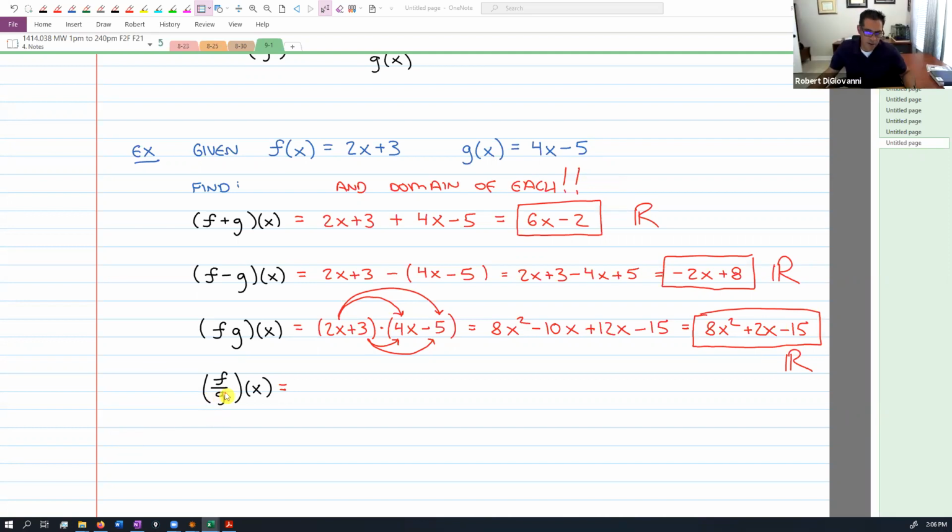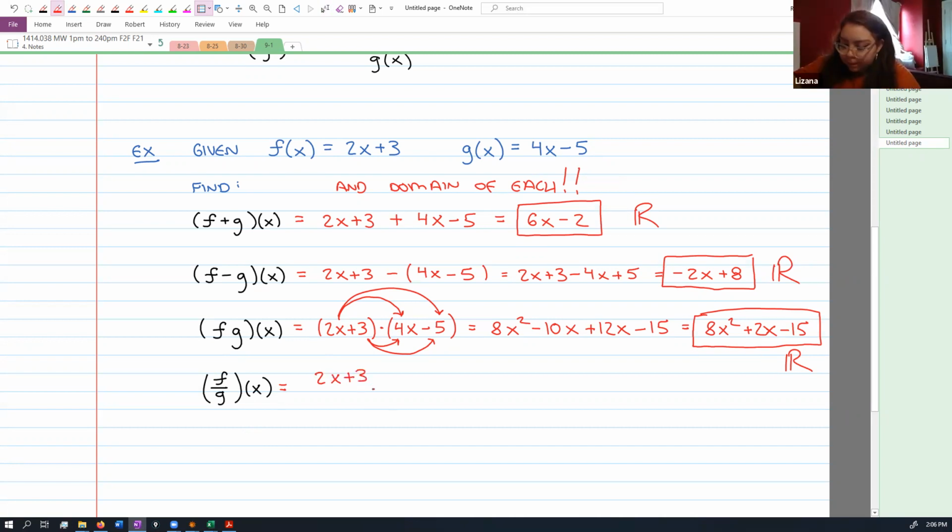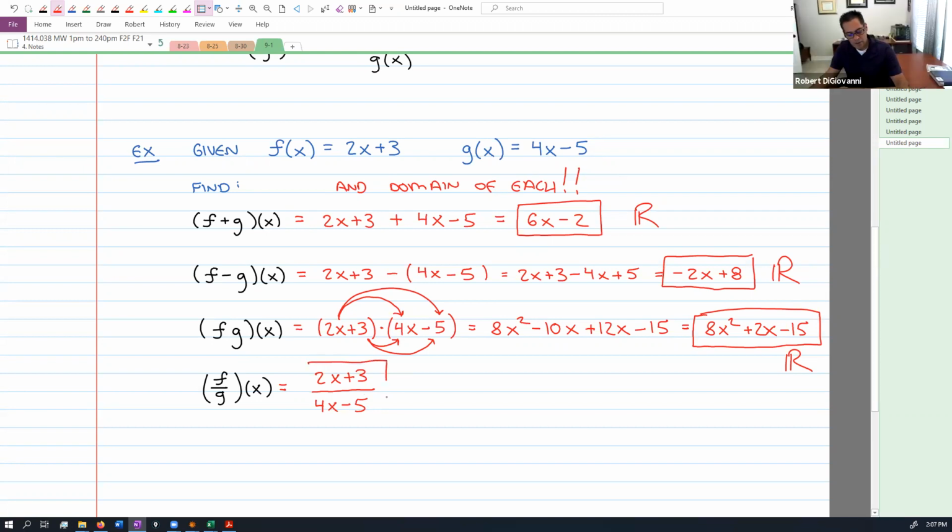F over G means I need to do what? You need to divide them. Divide. Okay, so you're just gonna take the F function, which is 2x plus 3, and divide by the G function, 4x minus 5. Is that pretty straightforward to you? Yes. Okay, so that's it. I mean, we're done. That's the function.